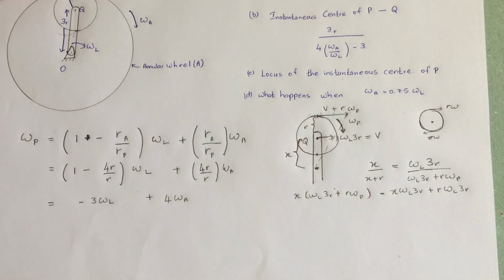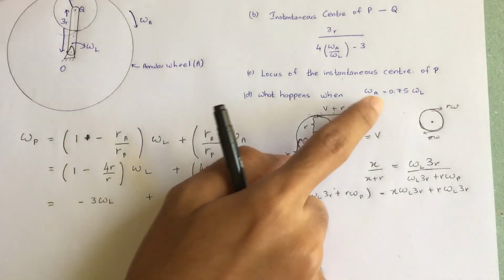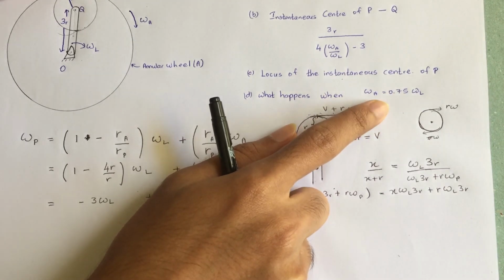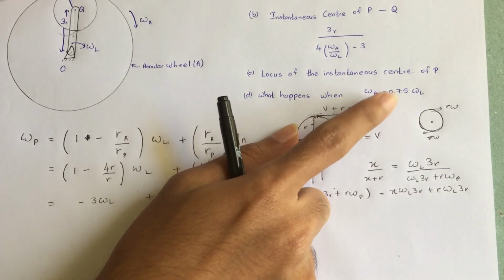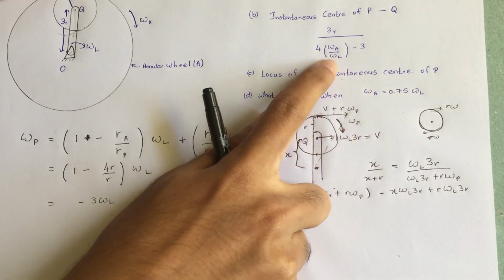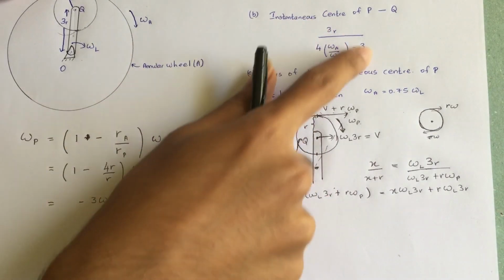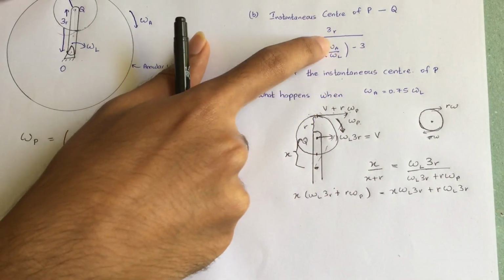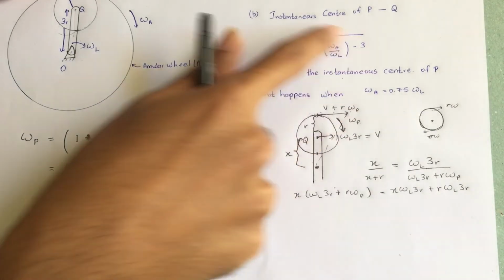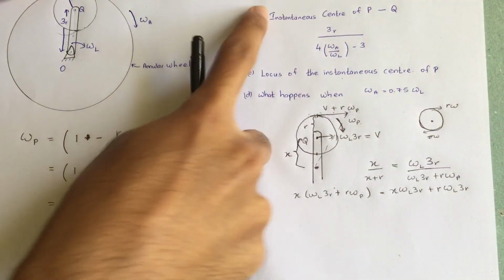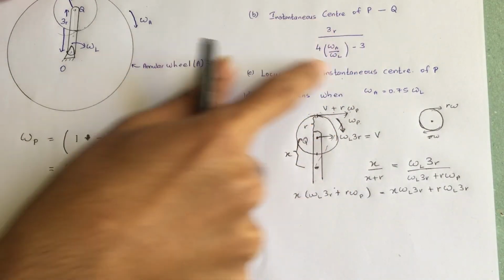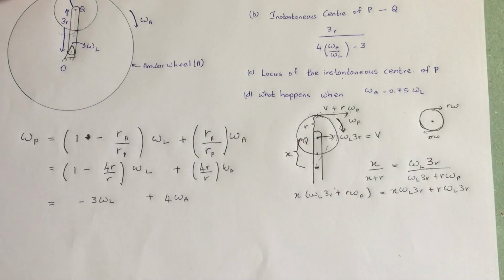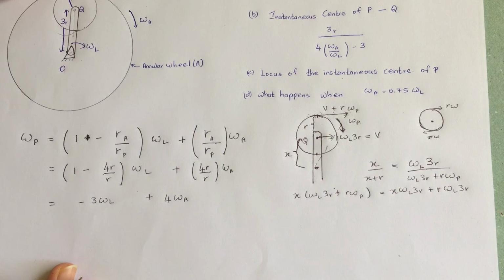When I did this question the first time, I directly substituted 0.75 omega L in this. If I substitute over here, I will be getting 3R over 0. So it means the instantaneous center of this P would be at infinity. So can I write it like that in the exam? It's not good, it's not fair.